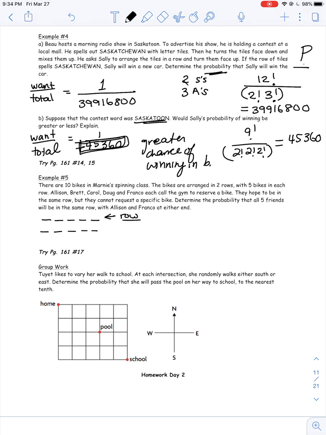Okay, so we want Allison and Franco on either end. So let's say they're in this row. We're going to place them now in this row. If Allison and Franco have to be on either end, we can make Allison and Franco go here, and whoever's left will go in the last spot. So there's 2, 1 to rearrange Allison and Franco. And then there's 3, 2, 1 left over because Brett, Carol, and Doug have to still be placed. Now we still need to remember that there are other people that have to be placed as well. There are 5 other people attending this class. So we could have 5, 4, 3, 2, 1.